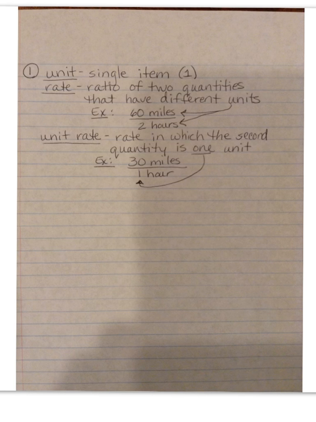A unit rate is the rate in which the second quantity is 1 unit. So if my rate is 60 miles in 2 hours, I want to find out what my unit rate is. I have to break it down into just 1 hour to get a unit rate. So how many miles will I go per 1 hour? And that's my unit rate. So if I go 60 miles in 2 hours, then I can divide that by the 2 hours by 2 to get 1 hour on the bottom, to get a 1 on the bottom to get a unit rate. And that gives me 30 miles per 1 hour, and that's my unit rate.